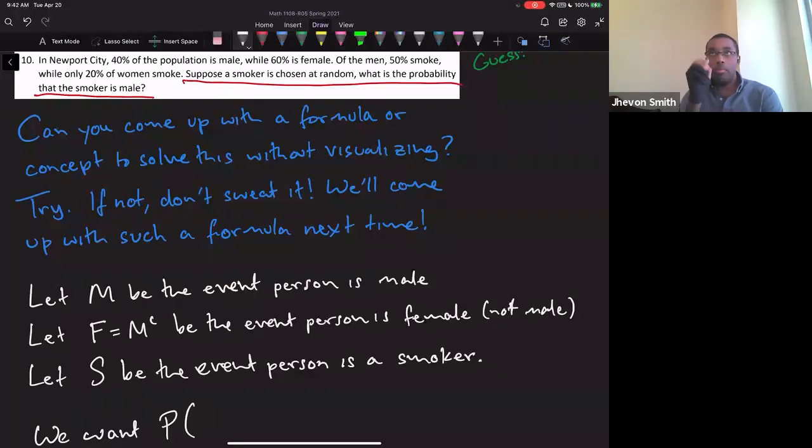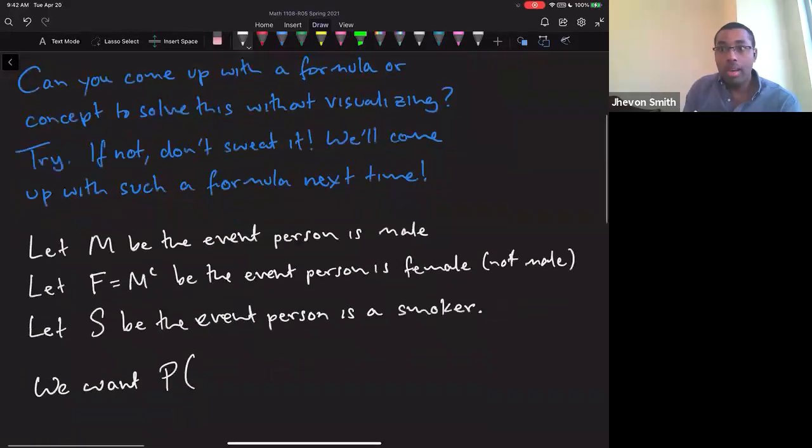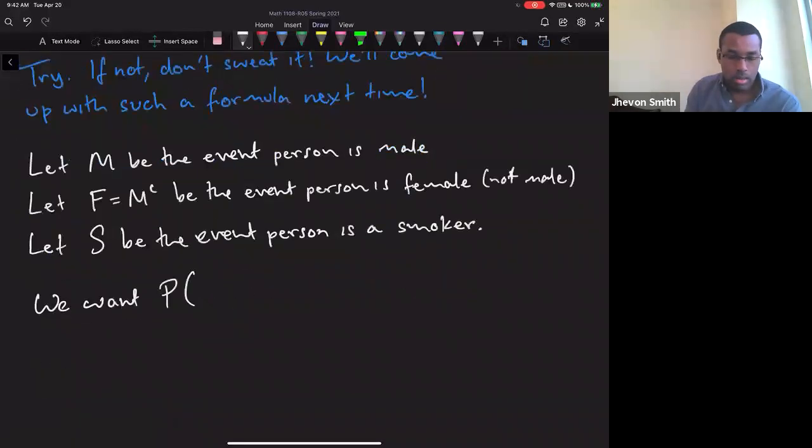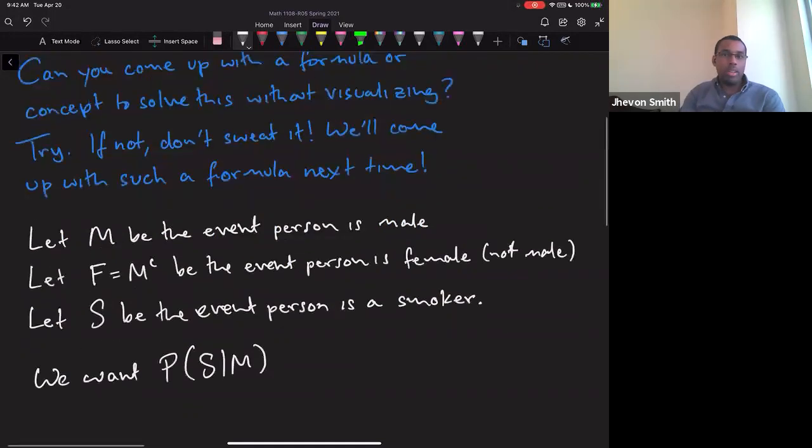Yeah, but P of S, but in the male form is not a thing that we write, right? Yeah, so how would you state it? Is it in the conditional form? Yeah, as conditional that it's male, so M. So yeah, we want S given M. Is that what we want? Who's the given here?